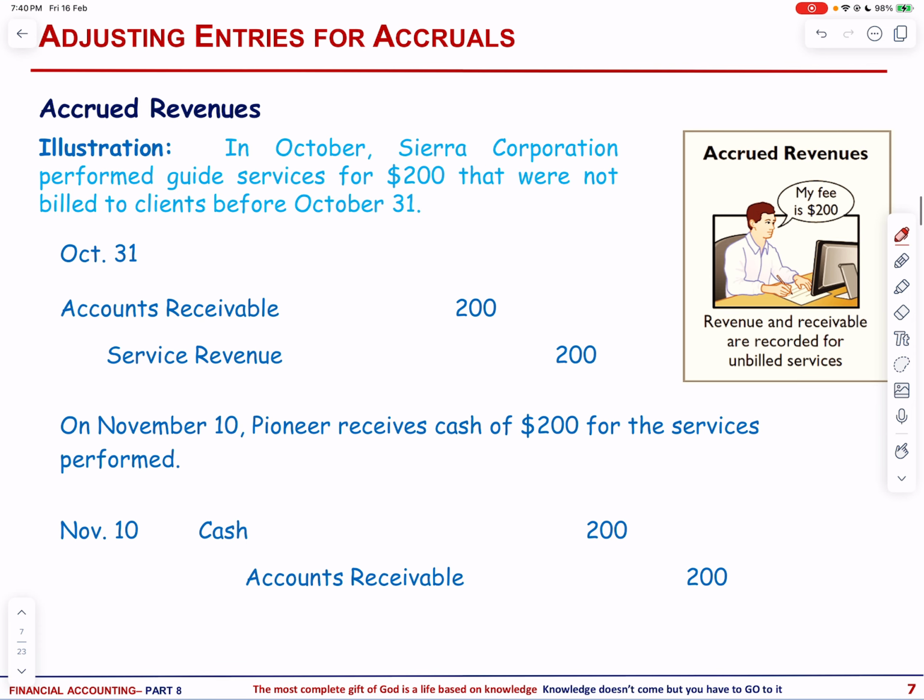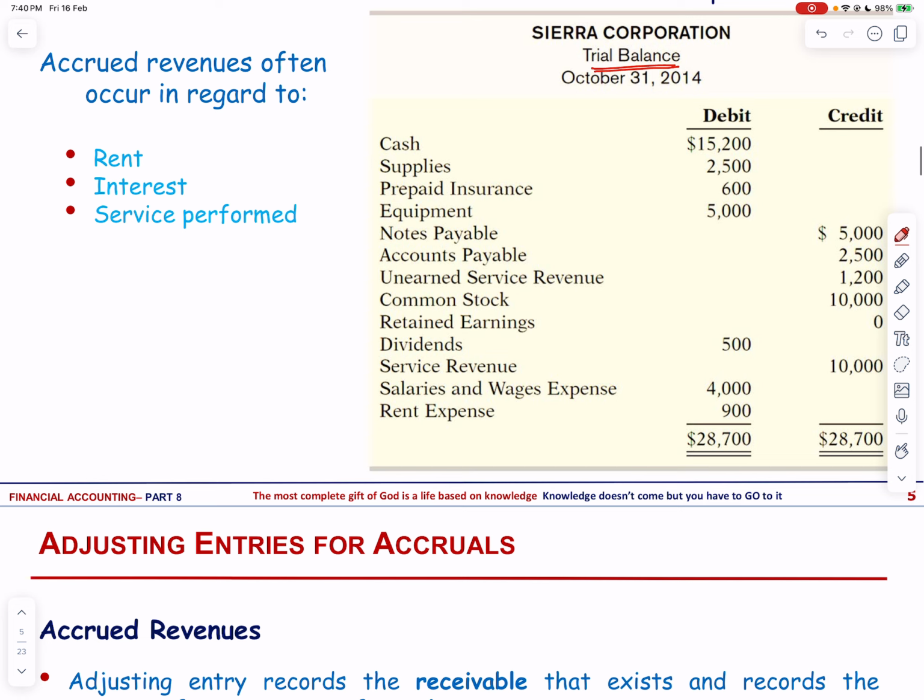So Sara Corporation in October performed guide services for $200 that were not billed to clients before October 31st. So Sara Corporation's accounts receivable indicates that the clients owe them 200 as of the balance sheet date. The service revenue balance will be, I would like to show you the trial balance. Now here we have 10,000 for the service revenue.